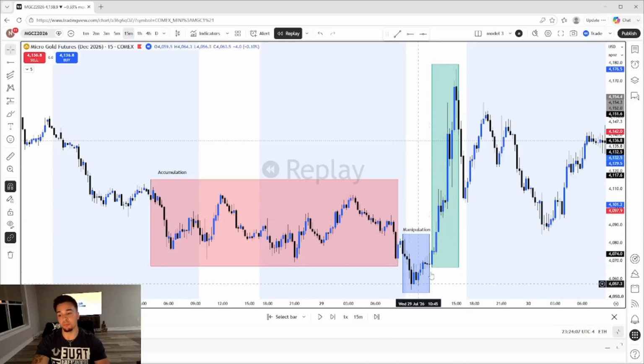This will end up breaking a bunch of stop losses, cutting a lot of losses out of the market, while the market makers and the big traders are collecting all of those sold orders at a loss, right? And then pushing price up into the direction that they want to go, which is phase three, distribution, right?